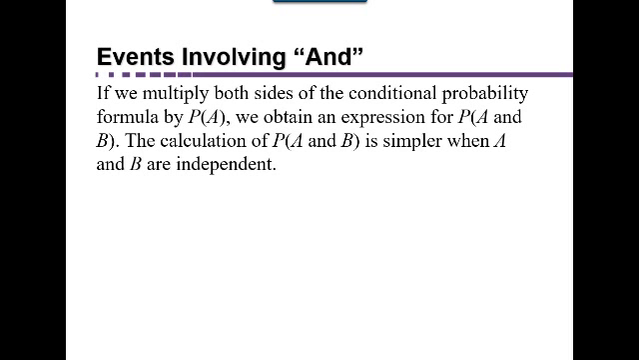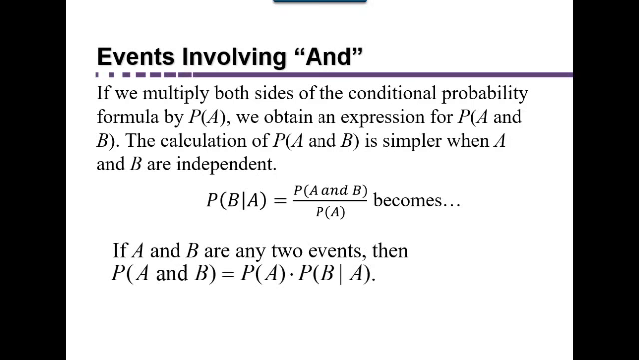All right, now we're going to move on to events involving and. And this is related to conditional probability because, remember, the word and is intersection. And the conditional probability formula had the probability of A and B in it. So remember, probability of B given that A had occurred is the probability of A and B divided by the probability of A. So we can rearrange that equation by multiplying both sides by the probability of A, and we actually get a formula for the probability of A and B. The probability of A and B occurring is the probability of A times the probability of B given A.